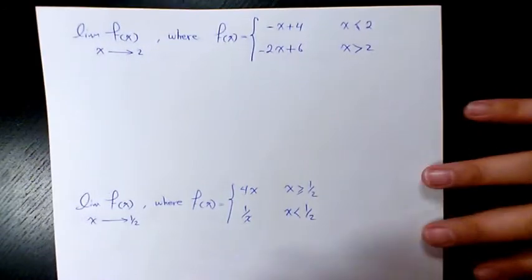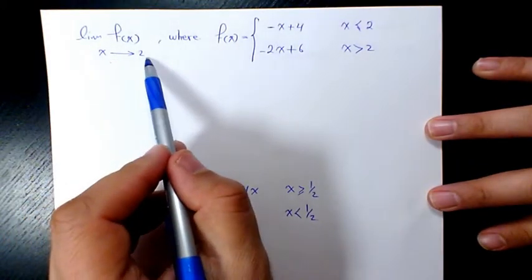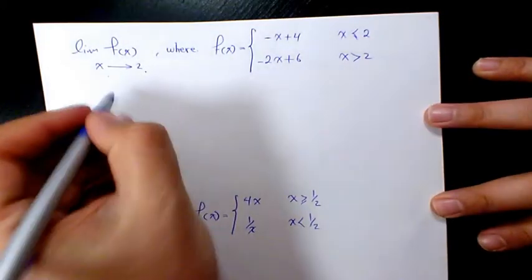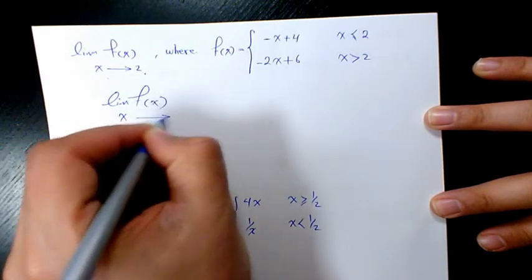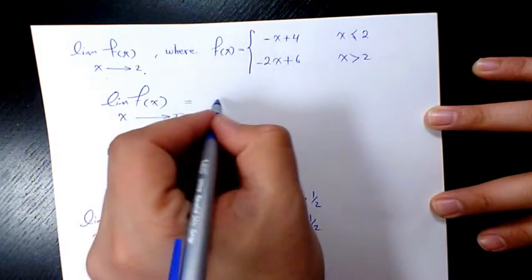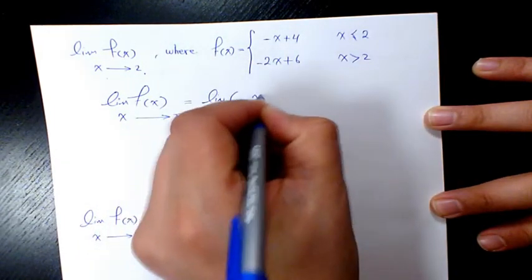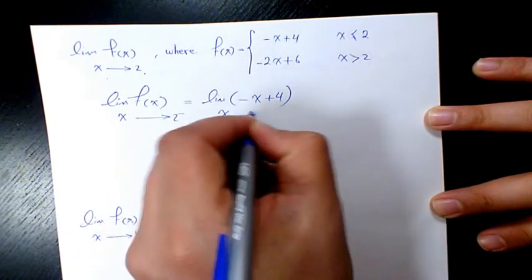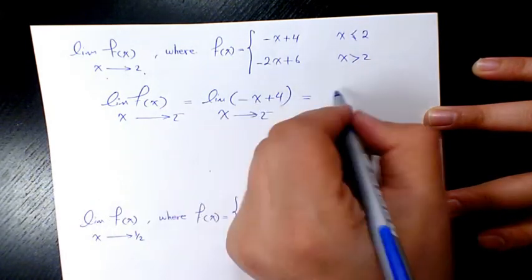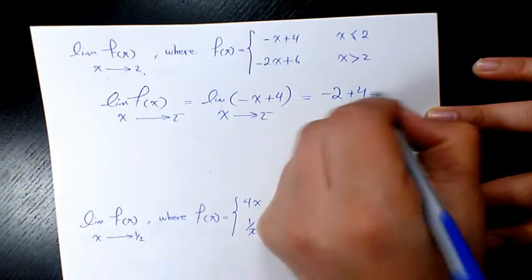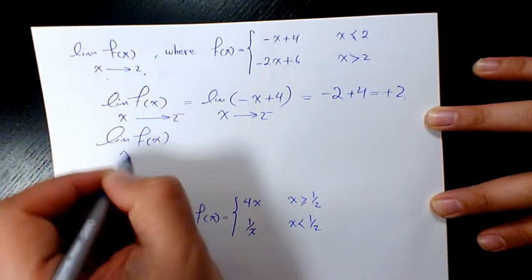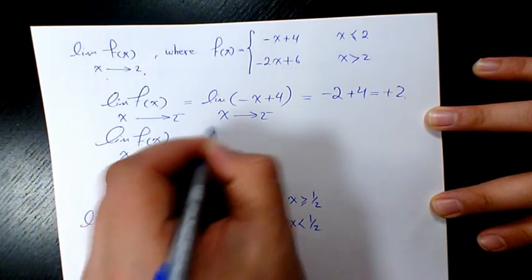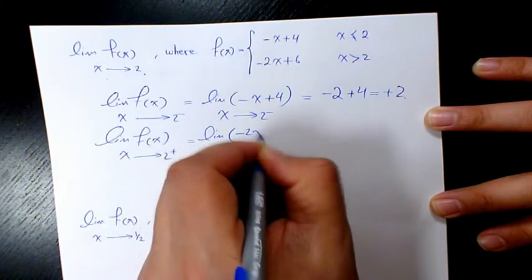Next example, the limit of f of x when x is approaching 2 for these two. So the limit of f of x when x is approaching 2 from the left is the limit of negative x plus 4. That's going to be negative 2 plus 4, which is positive 2. And the limit of f of x when x is approaching 2 from the right is the limit of negative 2x plus 6.